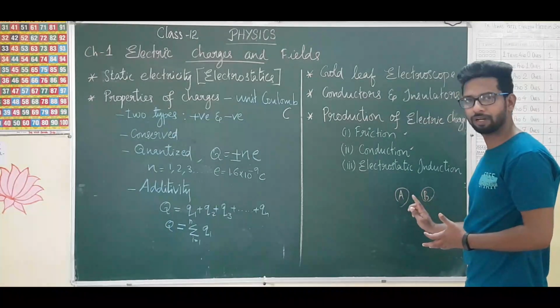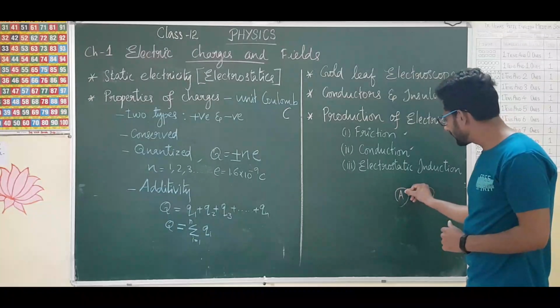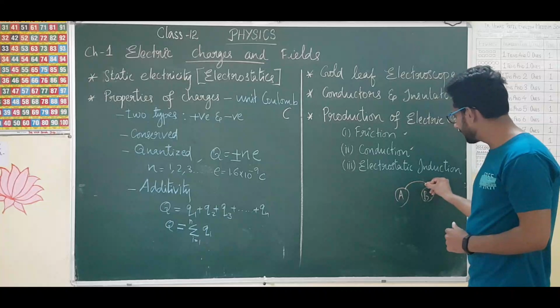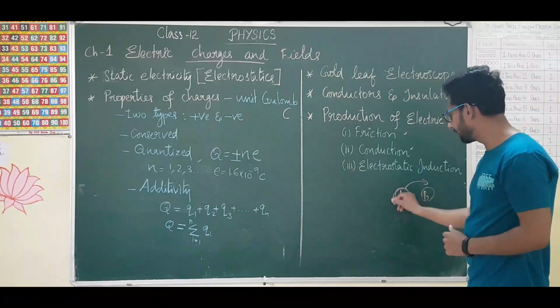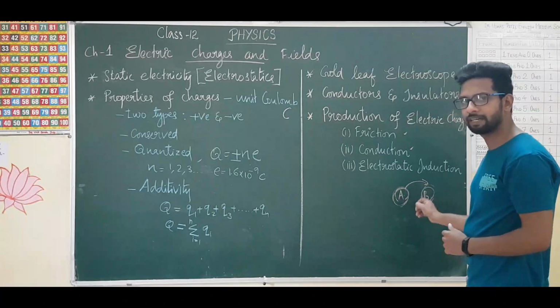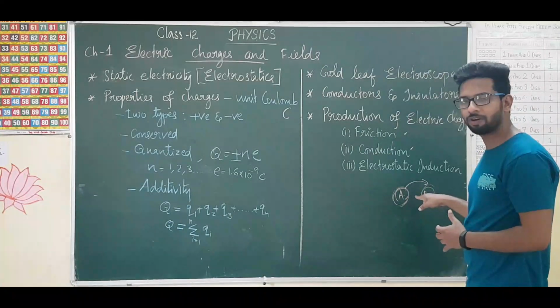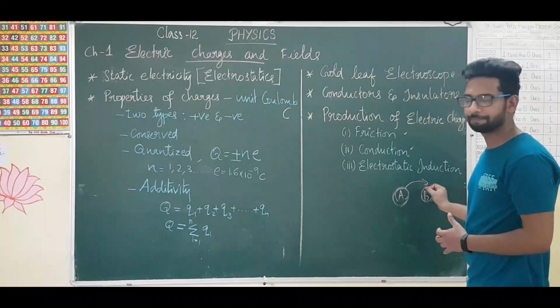First they were neutral. Neutral means an equal number of positive and negative charges. Suppose when you rub A and B against each other, one electron is transferred from A to B. A becomes positively charged and B becomes negatively charged. That means the body which loses an electron becomes positively charged, and the body which gains, or accepts, the electron becomes negatively charged. Is it clear?